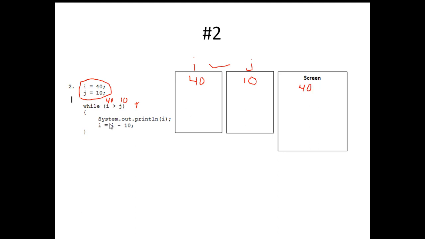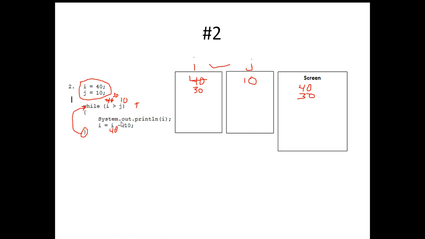The next statement says I is going to be assigned whatever I is now minus 10. So I is currently 40, but 40 minus 10 is 30, so this will now be changed. The next line is a brace, and the brace says go back to the while statement. And now we're asking is 30 greater than 10, which it is. So we're jumping back into the while loop, and we're going to print the value of I, so you look at your memory location and you see it's 30.